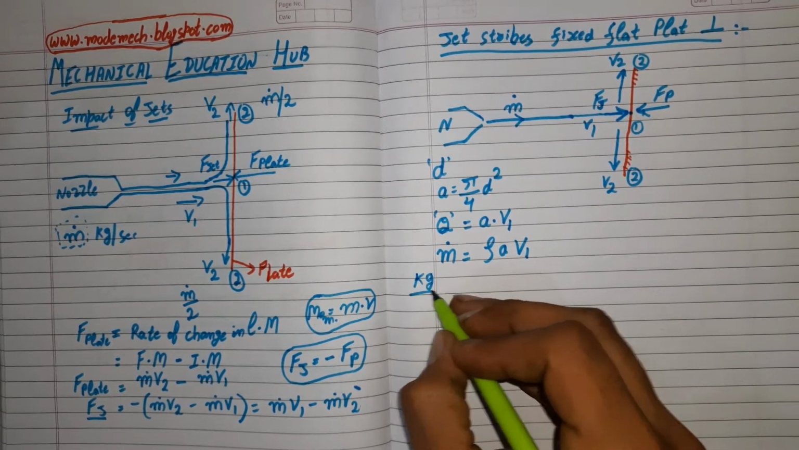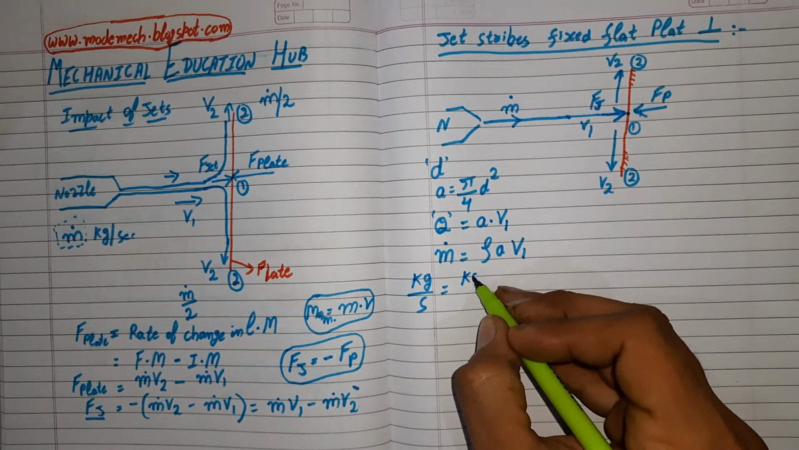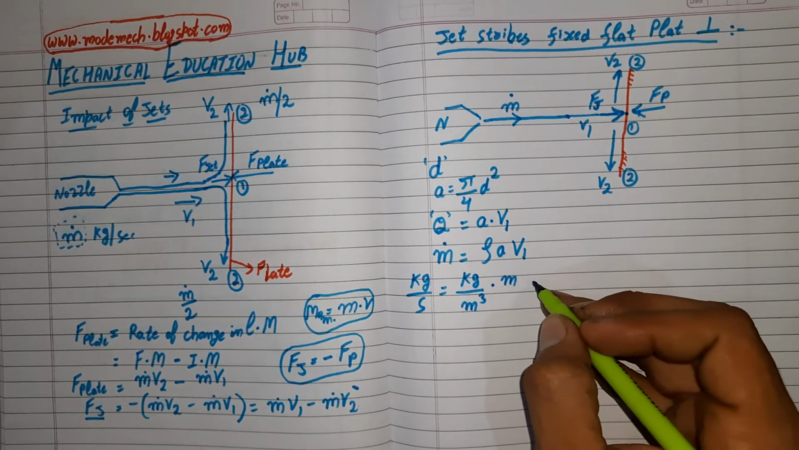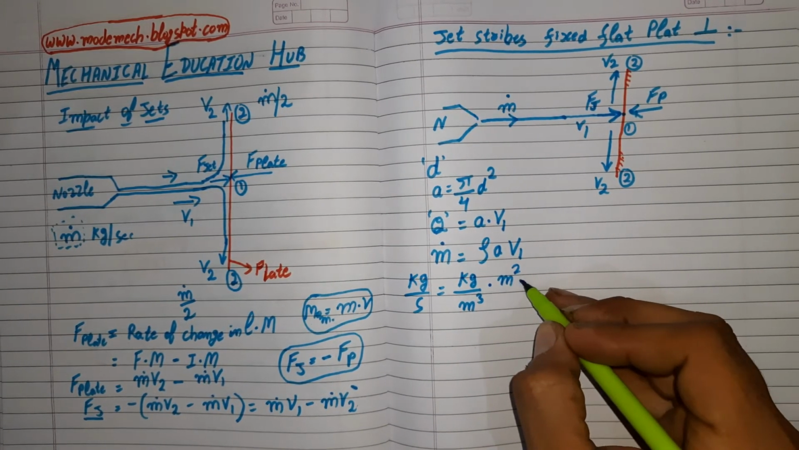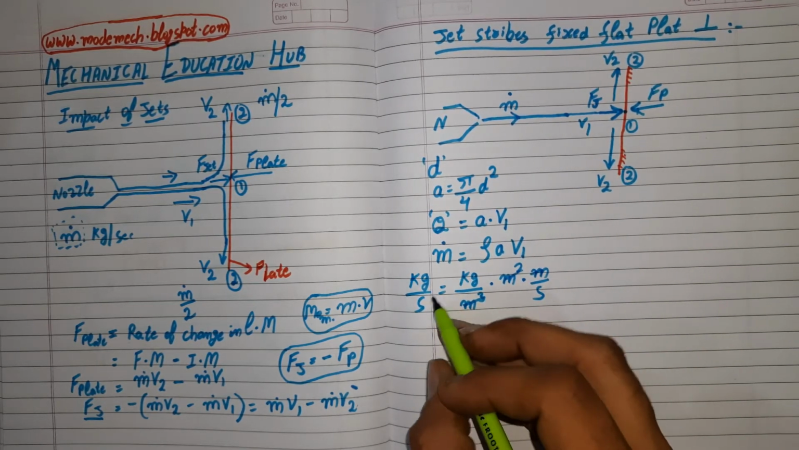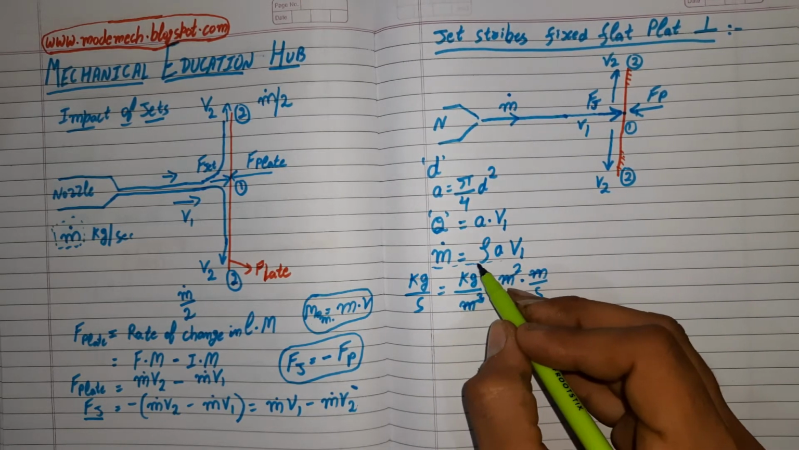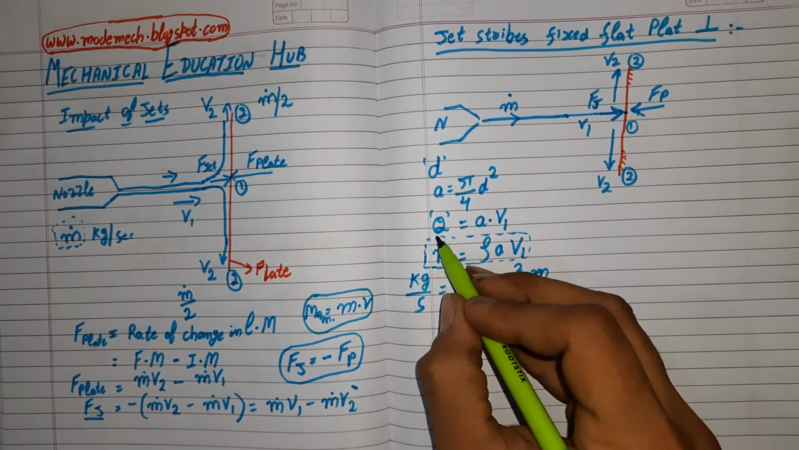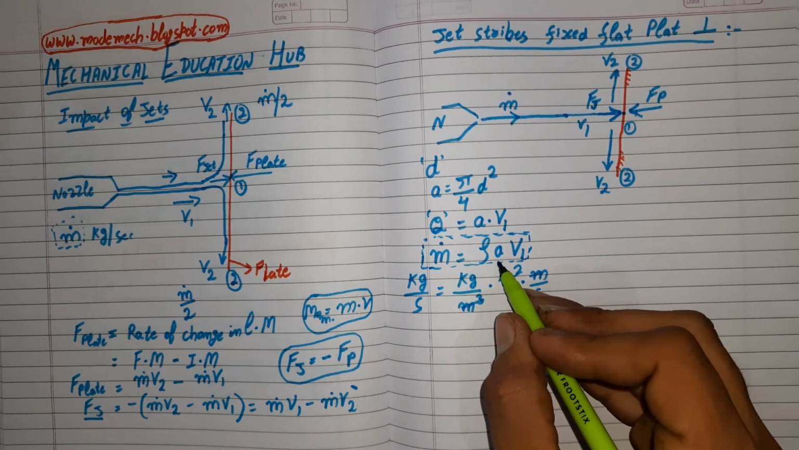If we have mass flow rate in kilogram per second, density is our mass per unit volume. The unit of mass will be kilogram per unit volume, so we have meter cube there. Area we have square meter, and velocity we have meter per second. This will cancel, and we have kilogram per second on both sides. I use these units just to understand this simple equation. So mass flow rate is density into discharge.